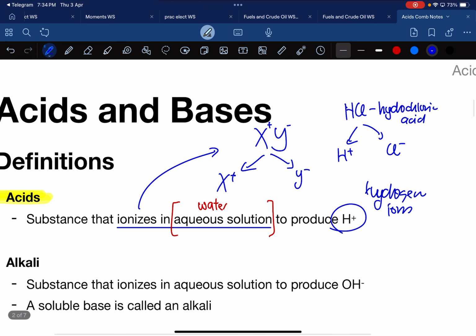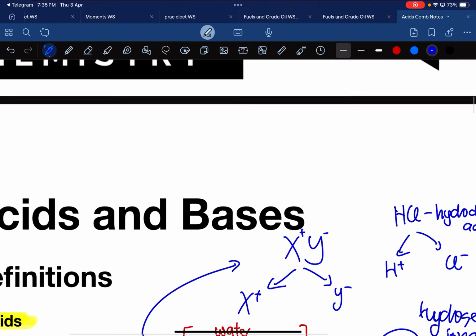This is acids. So the definition for acid is not something that burns through your skin or whatever nonsense. The definition for acid is something that splits up, that ionizes in water or aqueous solution, to produce a certain amount of H plus ions. Are we clear? So is anything that's hydrogen an acid? Wrong. It's anything that ionizes to give hydrogen.